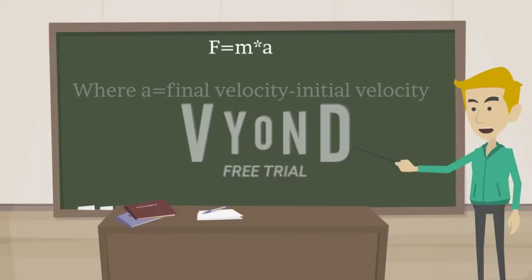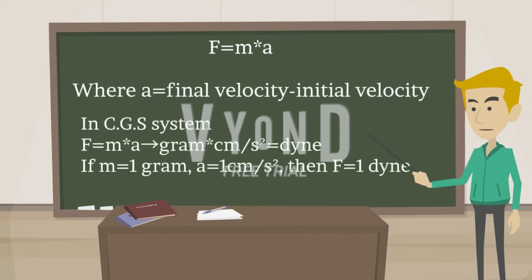Force is equal to mass into acceleration, where acceleration is equal to final velocity minus initial velocity. In the CGS system, force is equal to mass into acceleration, which is gram into centimeter per second square, equal to dyne. If mass is equal to 1 gram and acceleration is equal to 1 centimeter per second square, then force is equal to 1 dyne.